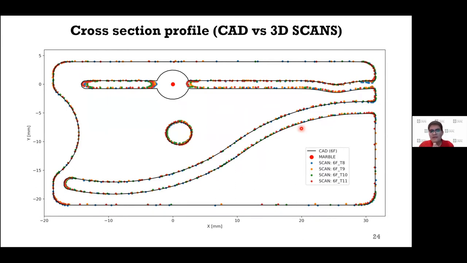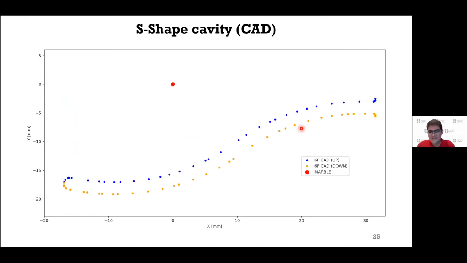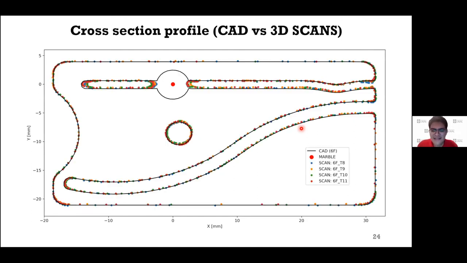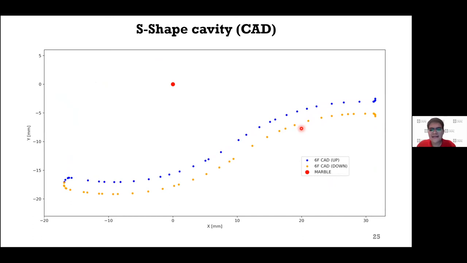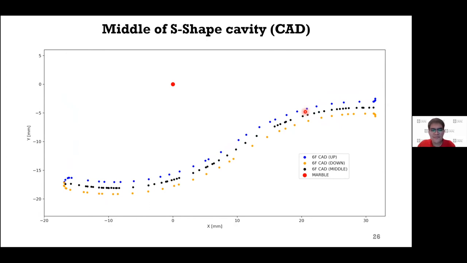So I can either use the CAD or the scans for doing the process. But I decided to use the CAD. So I isolated the cavity, the S-shaped cavity, and divided it in up and down parts. Then I completed the middle part of the cavity.